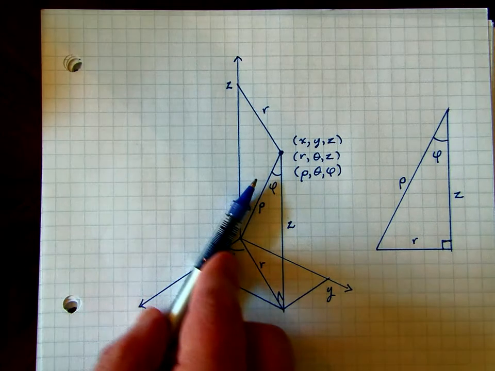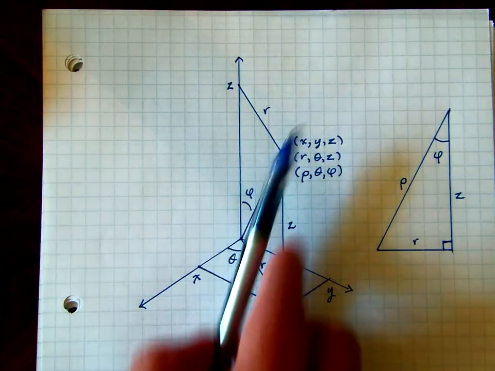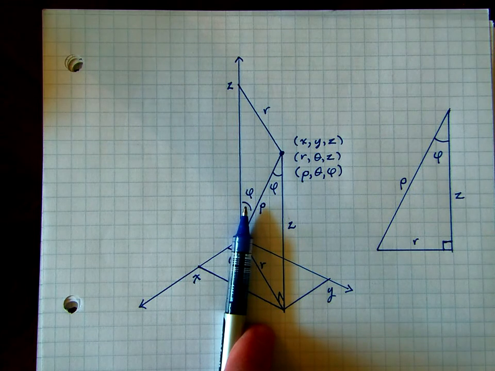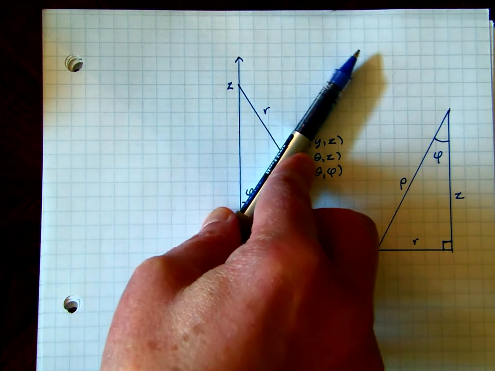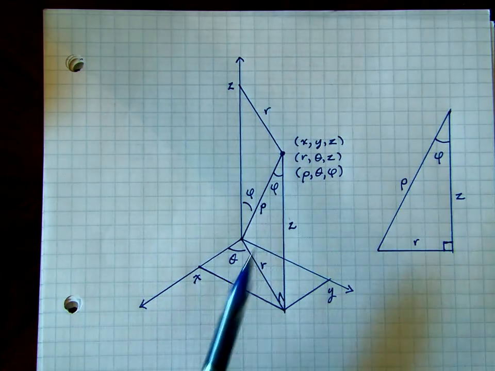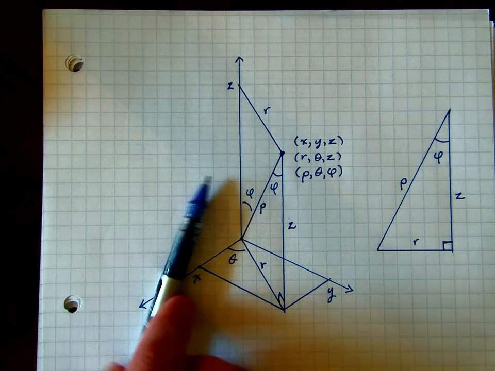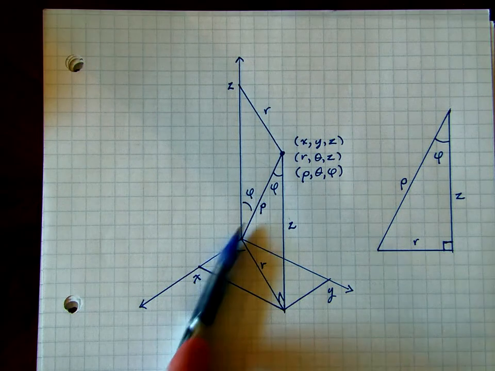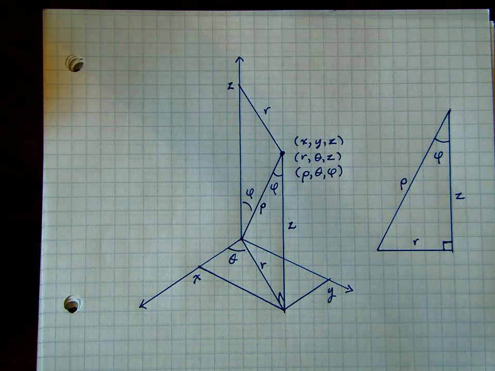So if you come over an angle theta, and if you come down an angle phi, depending on how you want to say that, this is the angle from the zenith. It's the declination here. You go down, and then you go out a distance rho. So if you know angle, angle, distance, you have rho, theta, phi. And that's spherical coordinates.